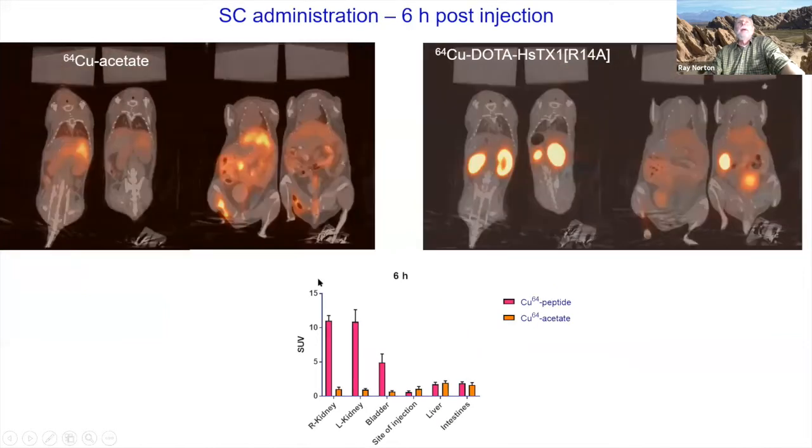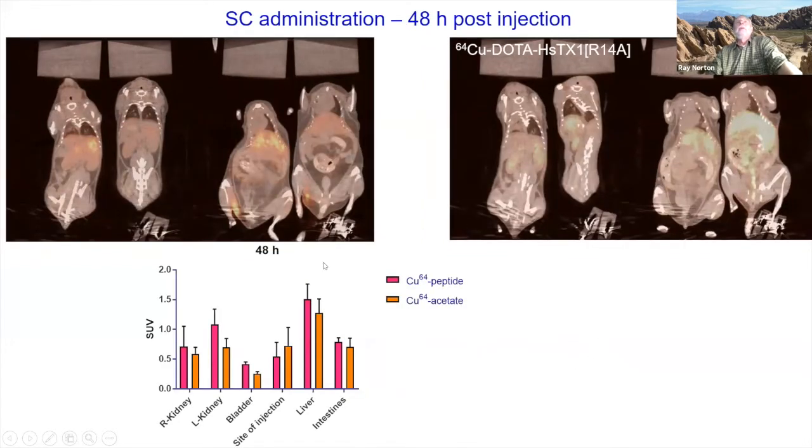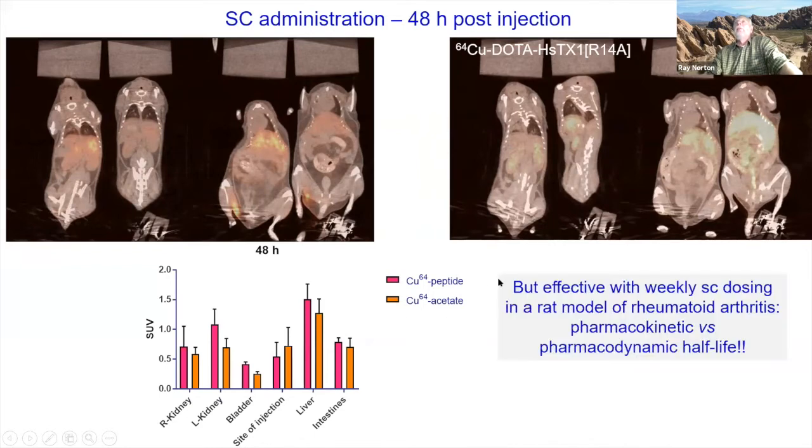Let me just go back. The numbers there are obviously higher as well. So after 24 hours, we're looking at smaller numbers, but we still see accumulation in the kidney and a few other tissues as well. After 48 hours, again the scale is smaller, and we're seeing hardly any obvious peptide in these animals.